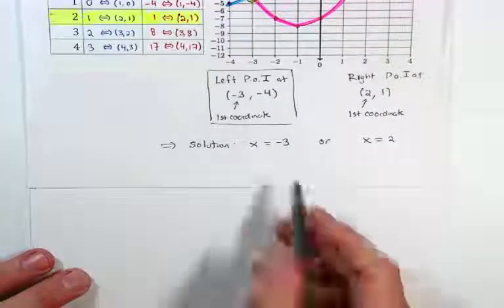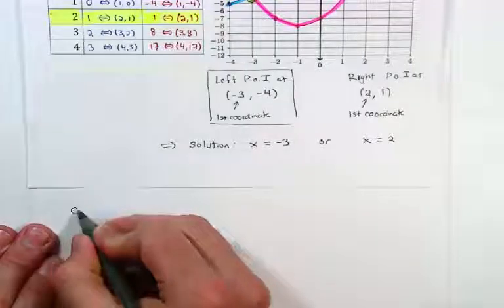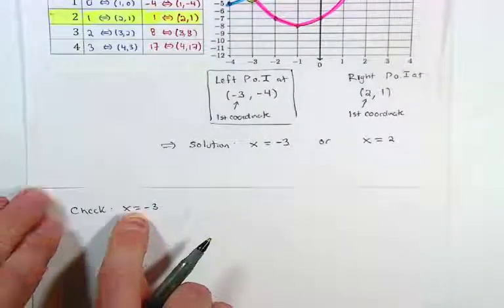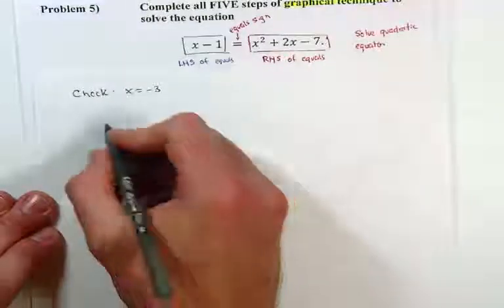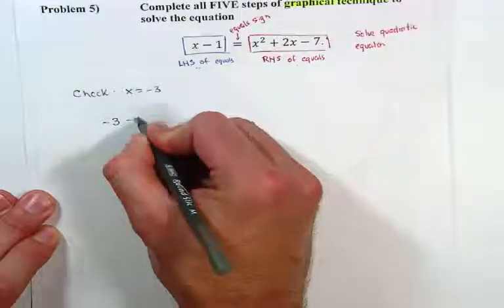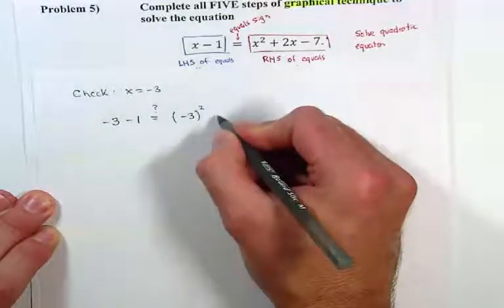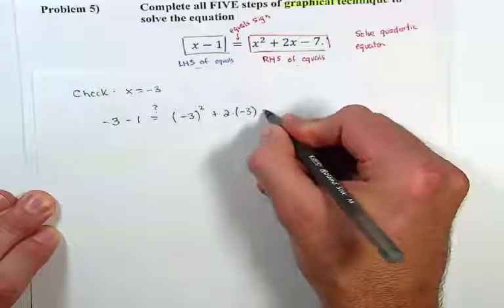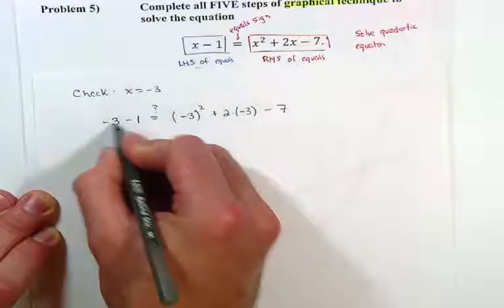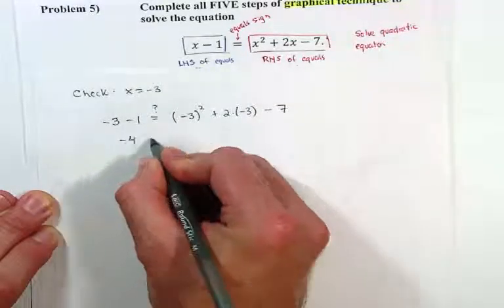Before we box those and recognize these as solutions, we should check. Just like we did before, to check, we're going to take this value of x and put it back into the original equation. Everywhere I see an x, I'm going to put in the value -3. We're not sure if this is the case, so we'll write a question mark. Everywhere I see an x, I substitute the value -3. -3 minus 1 is indeed -4.